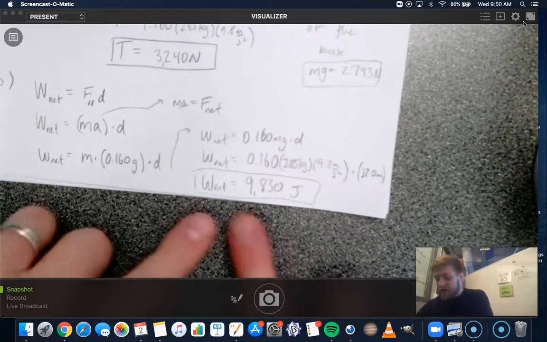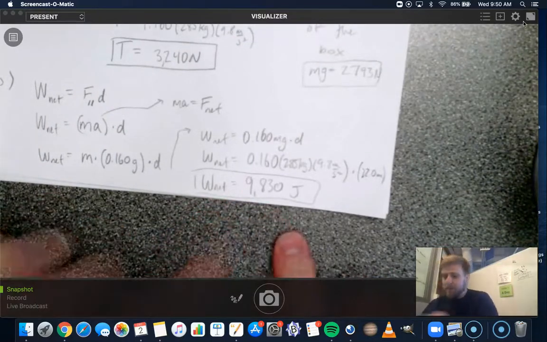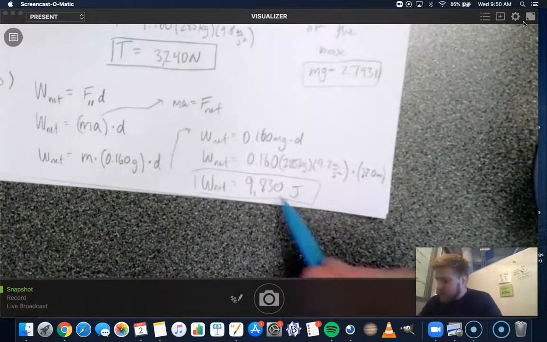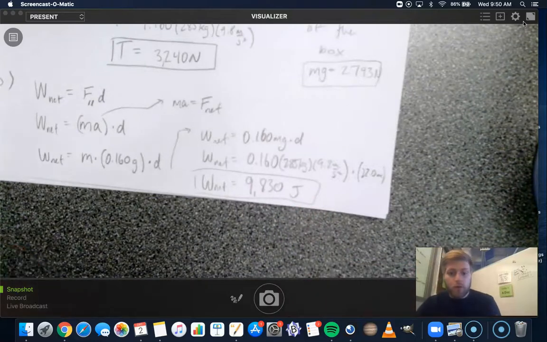So that means that actually energy was added to the system by that net force. It was 983 joules worth of work done or energy added. They're the same.